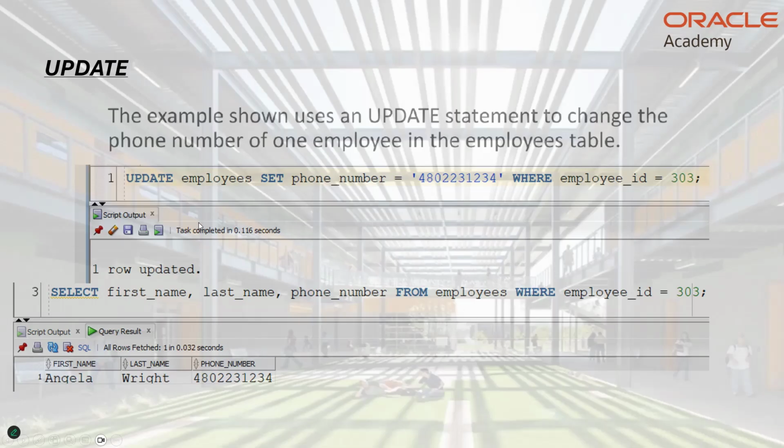So if you select that, I should have done the before and after, but anyway, if you select that, you see that employee ID, which is Angela Wright, has a new phone number, and you probably guess that happens all the time. People change too many things. I've had the same phone number for 30 years now, so why do you need to change phone numbers? Anyway, I digress.